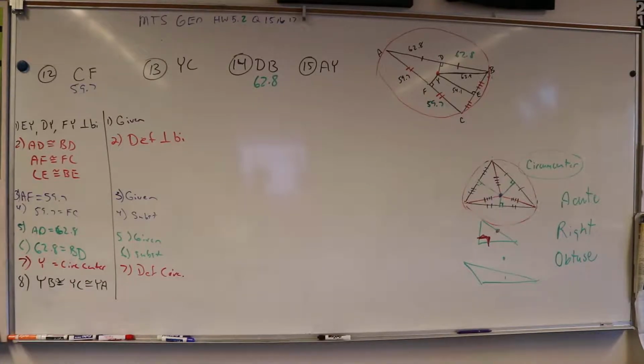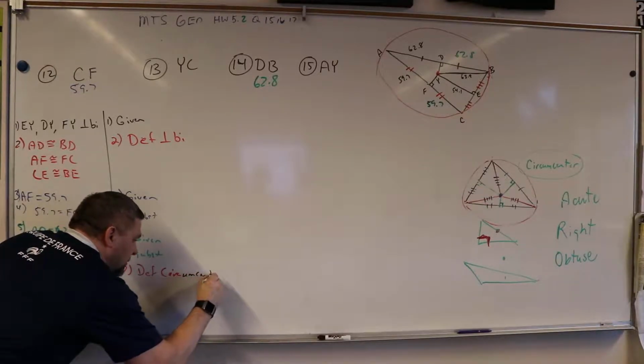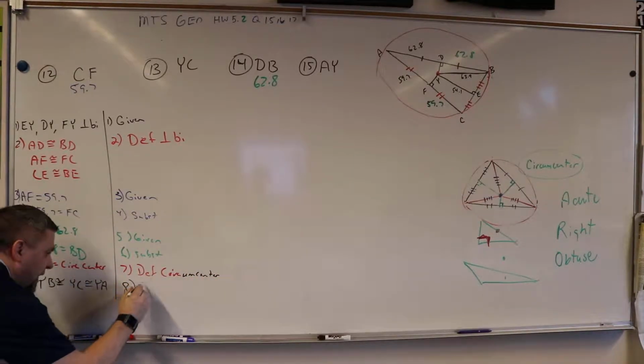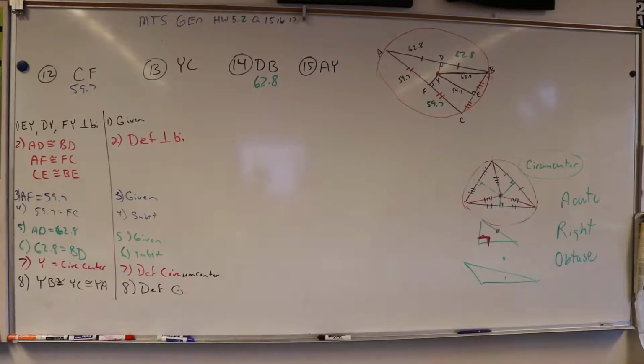Definition of a circle. This is a definition of a circumcenter. But this is the definition of a circle, because by definition of a circle, the radii are always congruent, right? They're always the same distance, right?